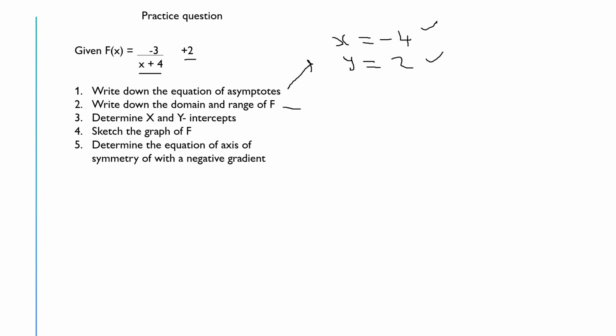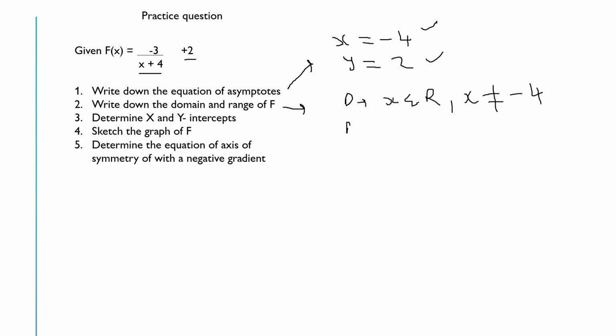And then domain and range. We know about domain that it will be x is an element of all real numbers, but x cannot be the same as the x asymptote, which is -4 in this instance. Then you get your 2 marks again. It will be x is an element of all real numbers, but x cannot be -4. That is for domain.